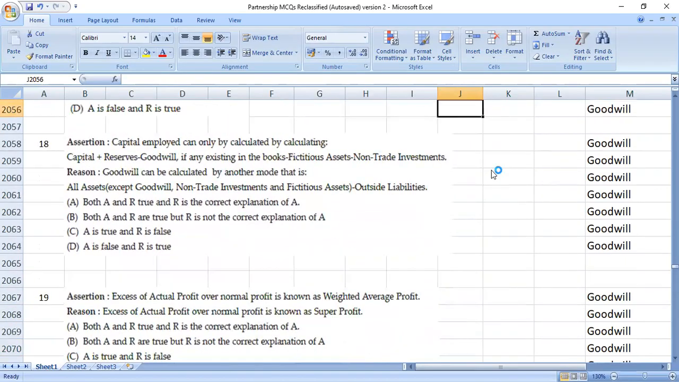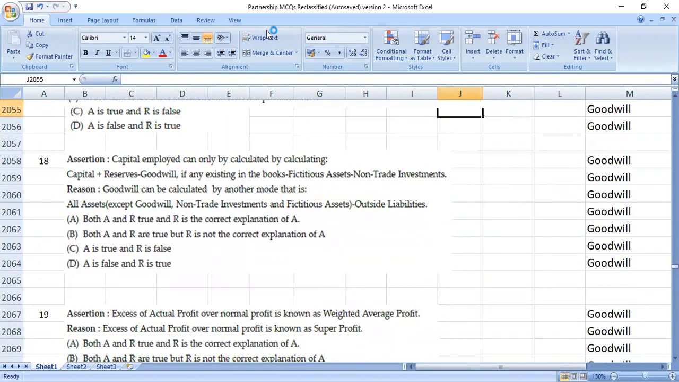But what they have told in assertion is true. Capital employed எப்படி calculate பண்ணோம் அப்படின்னா capital of the partners plus reserves minus goodwill minus fictitious asset minus non-trade investment. That is true. அதே மாதிரி all assets except goodwill, non-trade investment, fictitious asset minus outside liabilities. This is also true. Both are true. Okay.